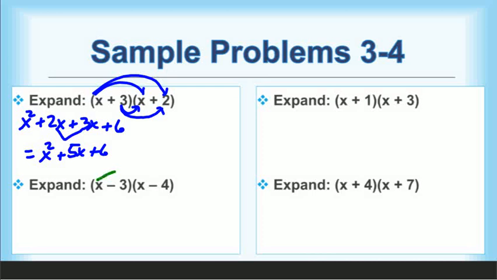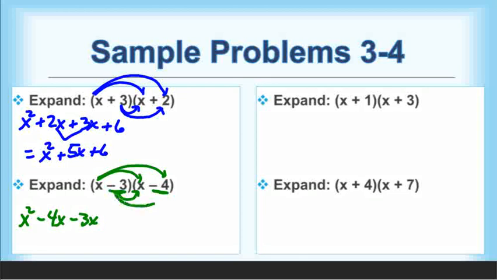Next one, we've got x times x, which is x squared. x times a negative 4, so make sure you use the negative 4 here. That will give us a minus 4x. A negative 3 times x is a minus 3x. And a minus 3 times a minus 4 is a positive 12. These middle two terms combine. Negative 4x minus 3x is a minus 7x plus 12. So this would be our answer.